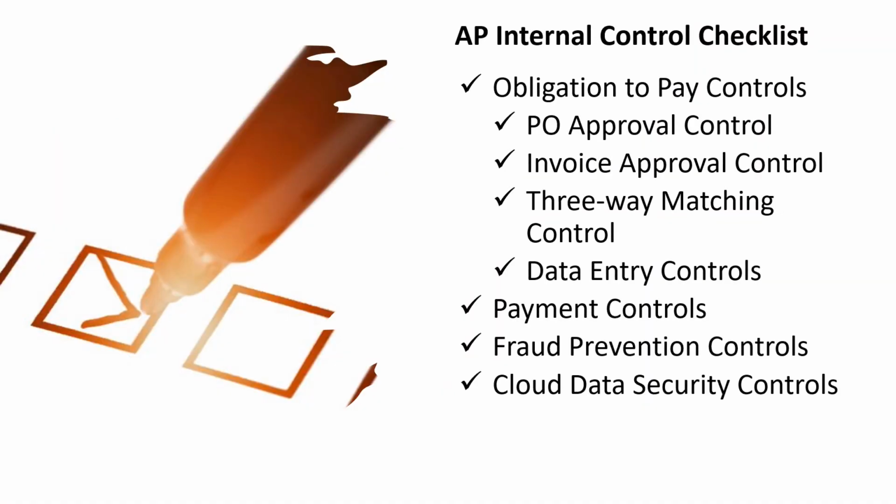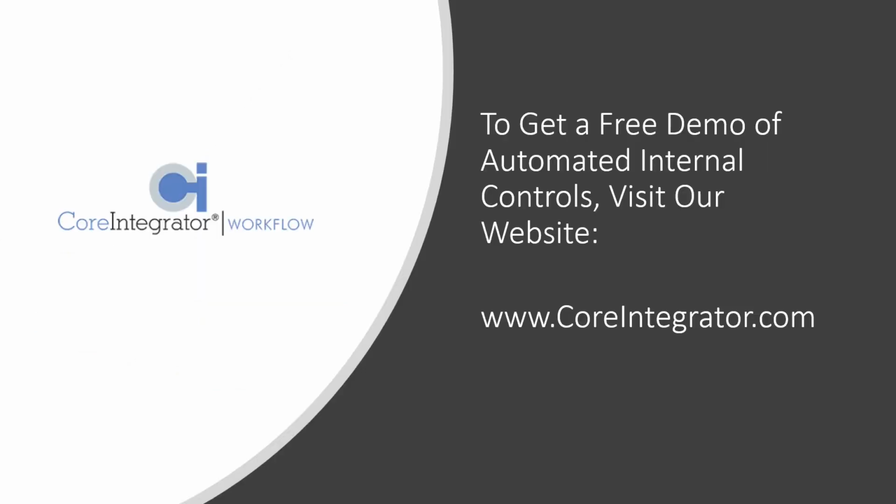Here again is your AP internal control checklist: obligation to pay controls, payment controls, fraud prevention controls, and cloud data security controls. We'd love to show you how easy it is to implement AP internal controls through automation.